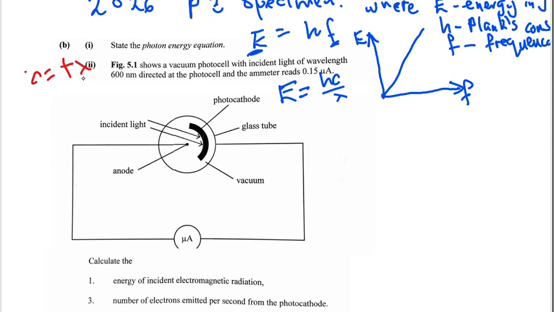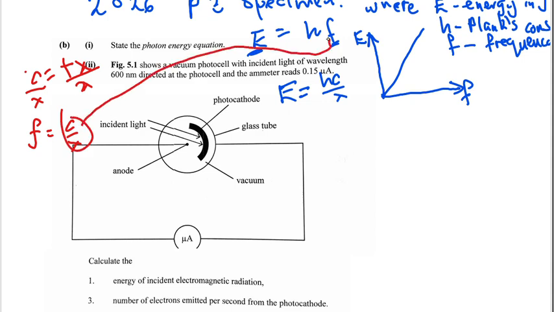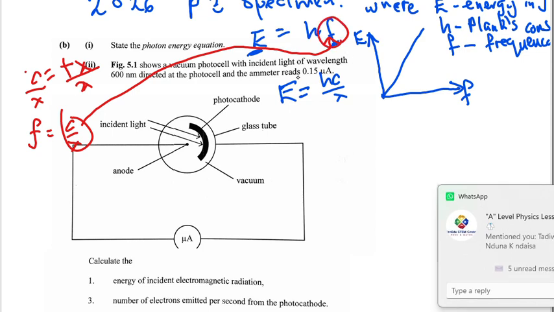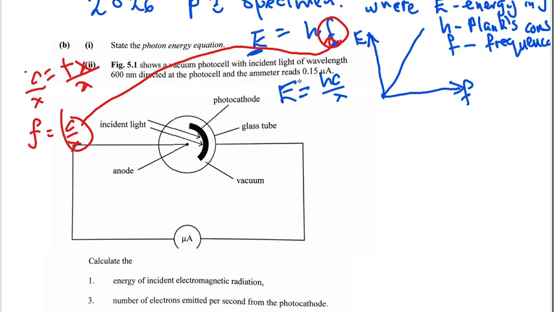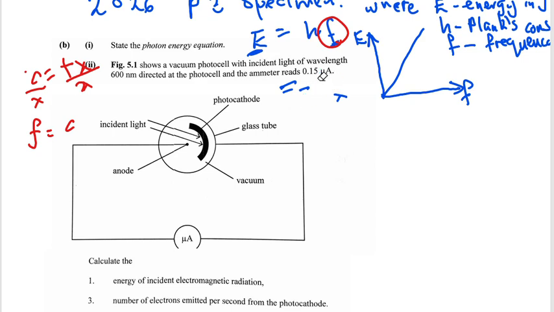We know that c is equal to f lambda, right? So if you make f subject of the formula, you can see that frequency is equal to c over lambda. If you substitute this in place of frequency, you get this expression. So this is the formula that we use to calculate the energy of a single photon: E is equal to hf and E is equal to hc over lambda.